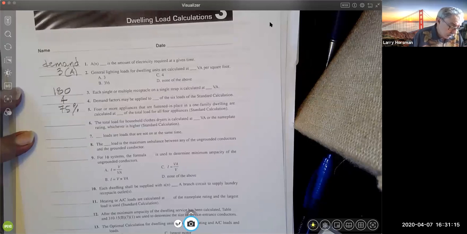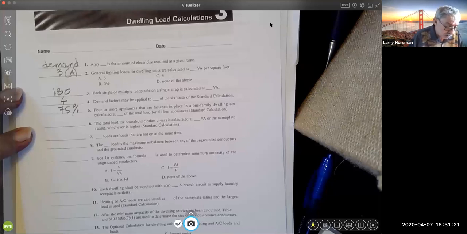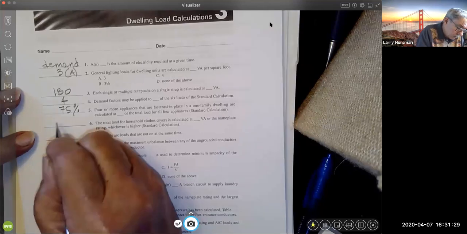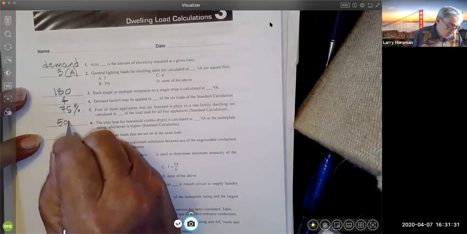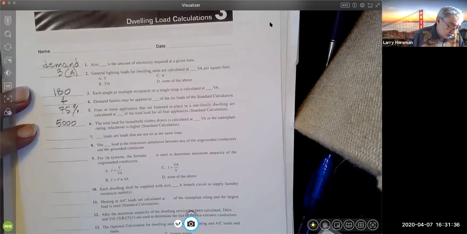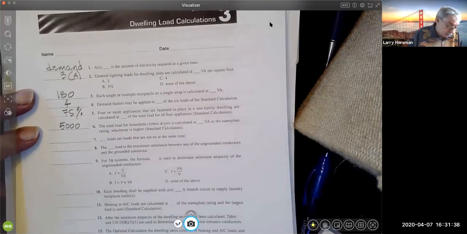6. The total load for household clothes dryers is calculated at 5,000 volt amperes or the nameplate rating, whichever is higher. Standard calculation again. 7. Non-coincidental loads are loads that are not on at the same time.